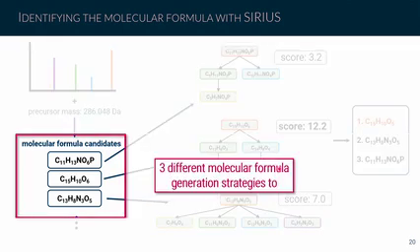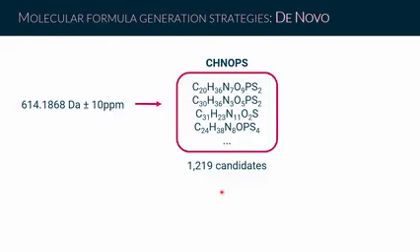Yeah, so now the question is, where do the candidates come from? And this is quite new. Since SIRIUS 6, there are 3 different formula generation strategies, so we simplified this step a lot. And of these 3, the first is basically the de novo formula annotation.